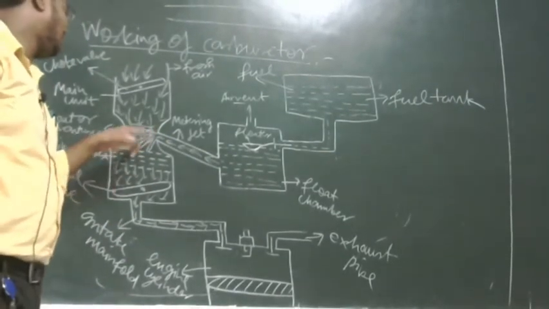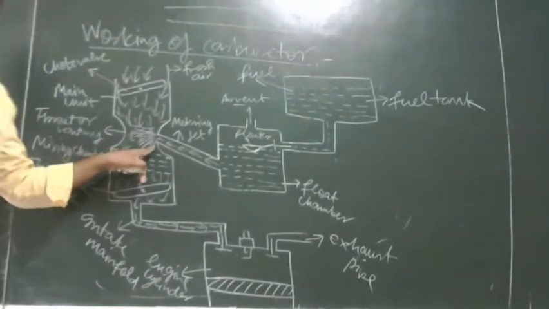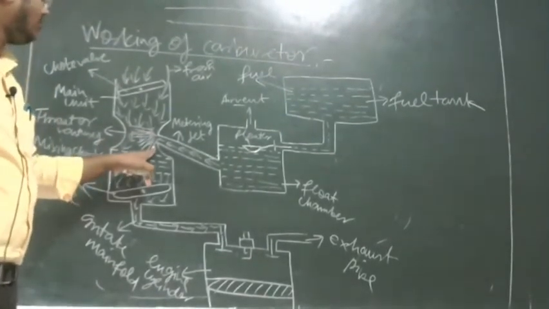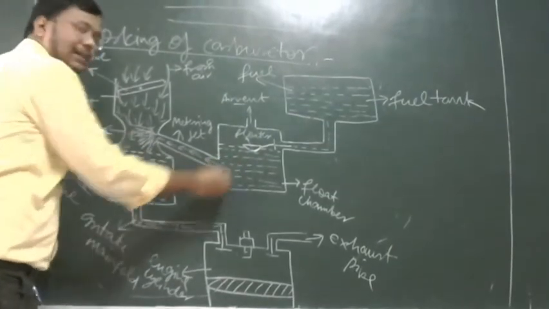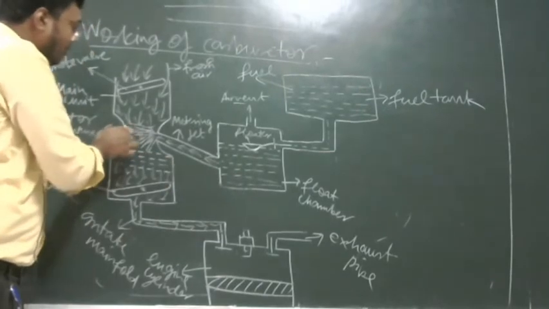So velocity of air will be maximum here, and when velocity of air is maximum, then pressure will be minimum according to Bernoulli theorem. Okay, when pressure will be minimum and here pressure is higher, so due to this pressure difference, fuel will flow from float chamber to main unit.